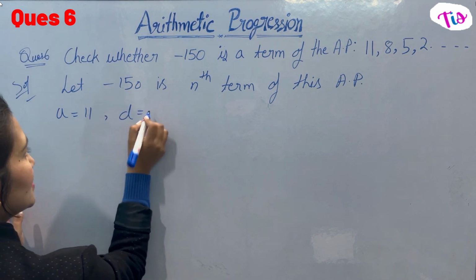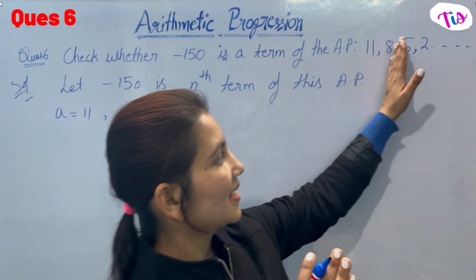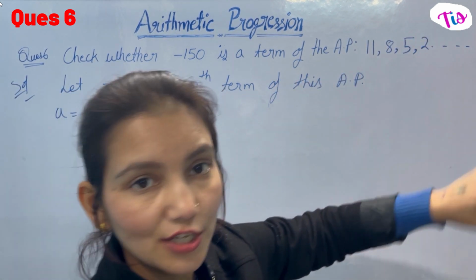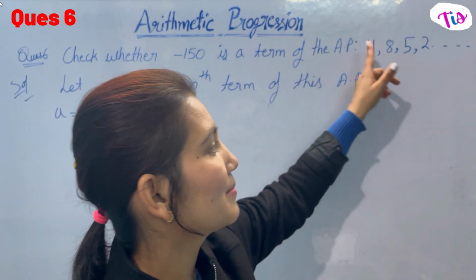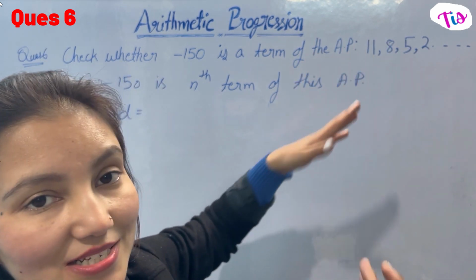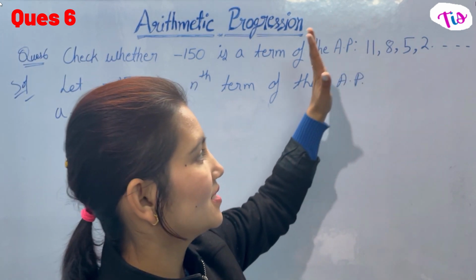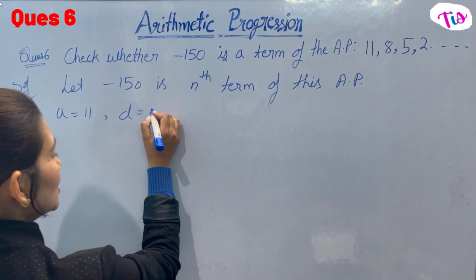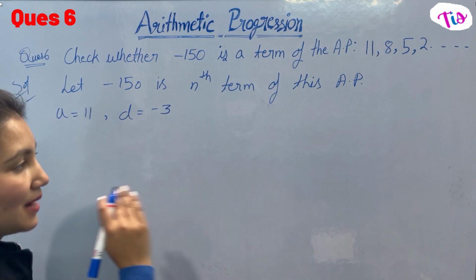and the common difference. So what is the common difference here? Second term minus first term. Don't make it 11 minus 8, 3. No, it's 8 minus 11, because a2 is 8 and a1 is 11. So a2 minus a1 is 8 minus 11, which is minus 3. So here the common difference is minus 3.